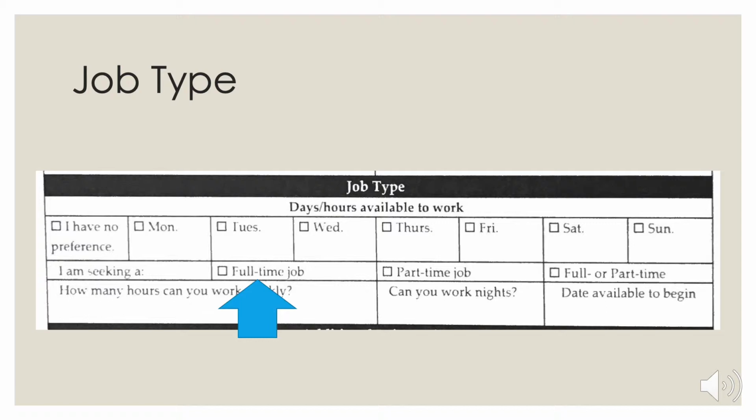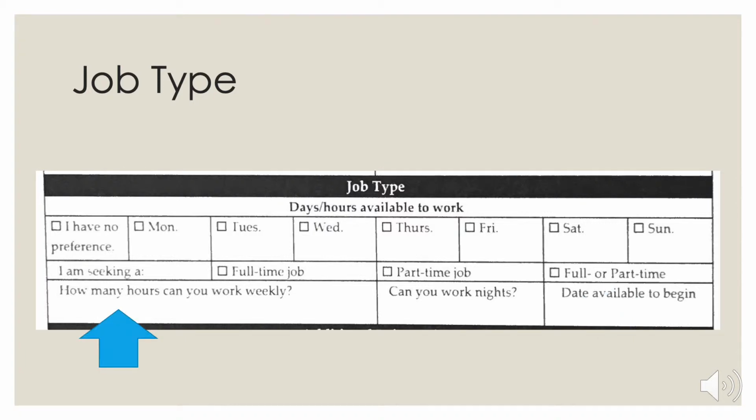The next row down wants to know what kind of position you are seeking. If you are looking for a full-time job, put a check in this box. If you are looking for a part-time job, put a check in this box. If you would accept either a full-time or a part-time position, you can put a check in this box here.